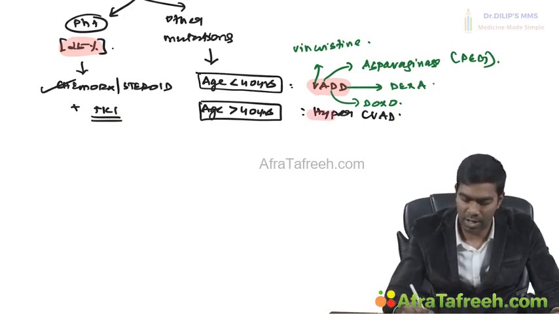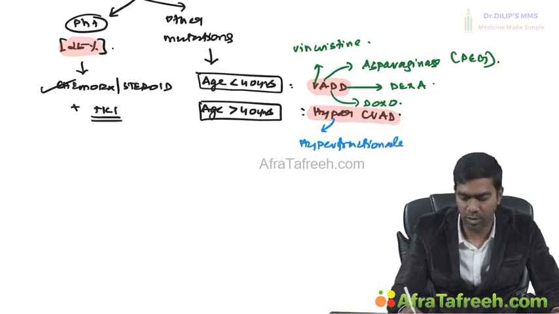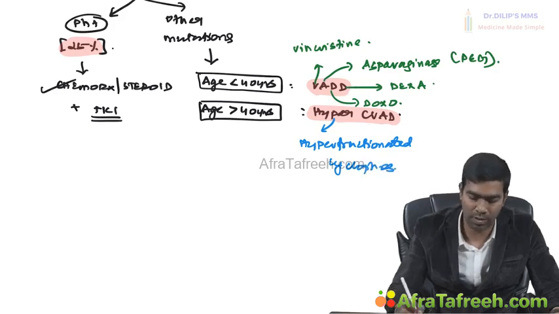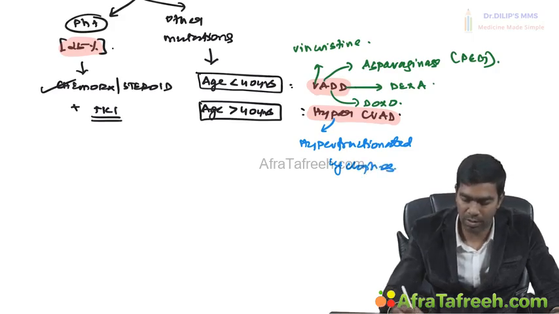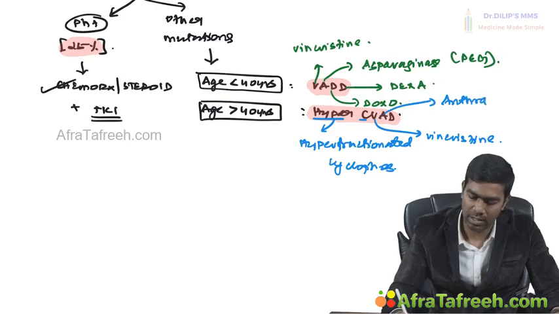Then you have something called the hyper-CVAD regimen. What do you mean by hyper-CVAD regimen? You can write, this is called hyperfractionated cyclophosphamide, which means basically the essence is cyclophosphamide. Hyperfractionated cyclophosphamide, so that's called hyper-C. Then V stands for again vincristine, and A stands for an anthracycline.